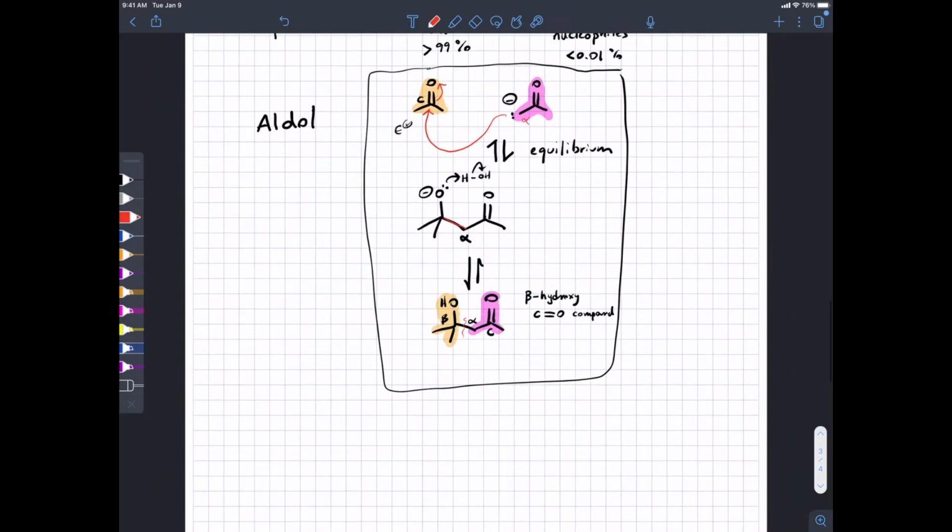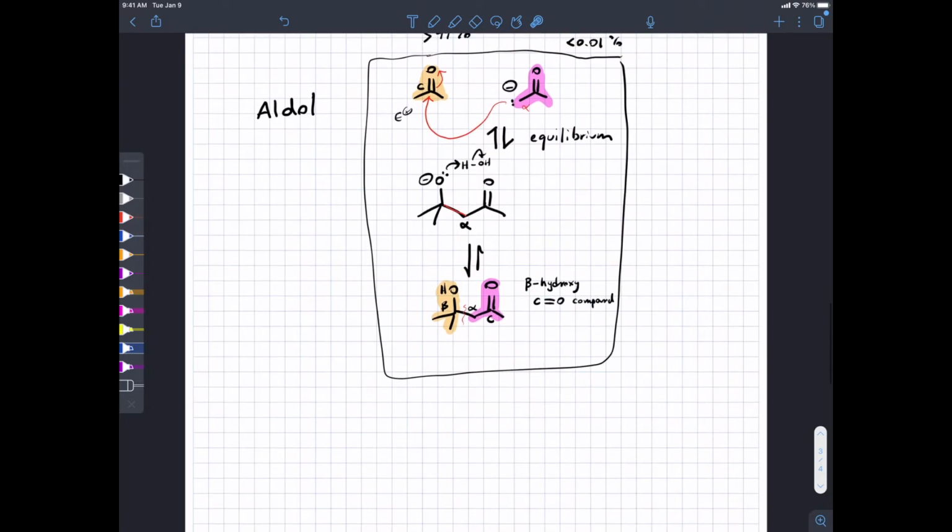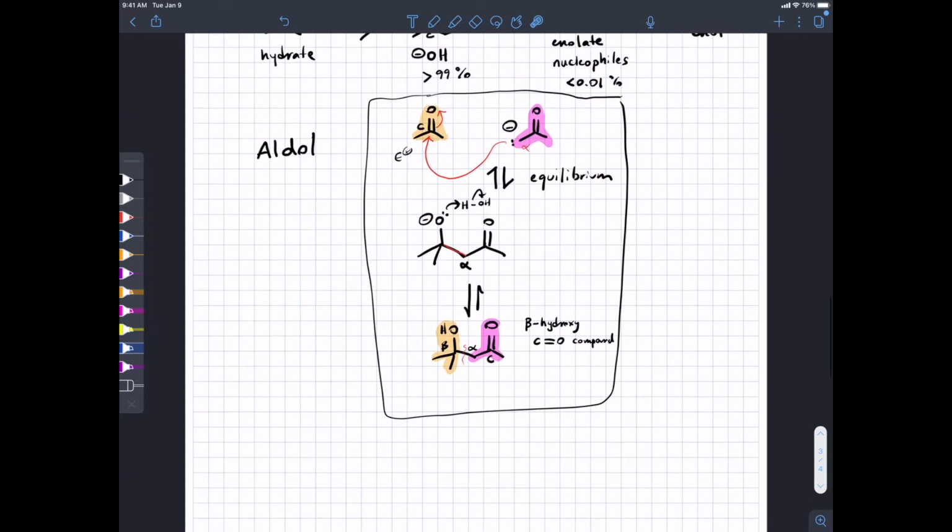So it can be useful to start to draw beta-hydroxycarbonyl compounds and think about what the starting materials would have been. Other questions?